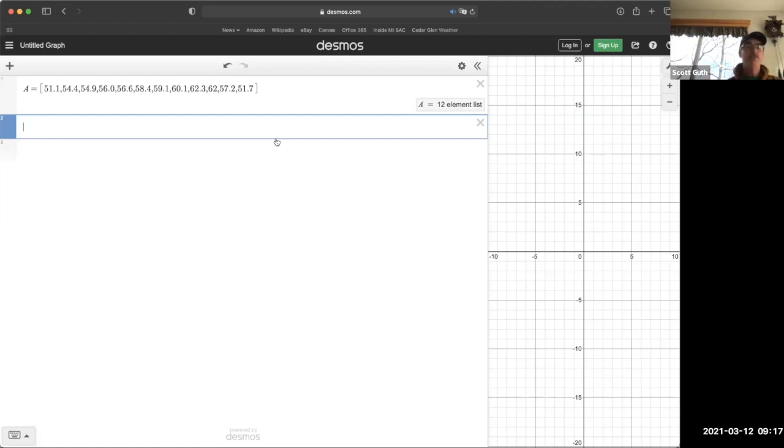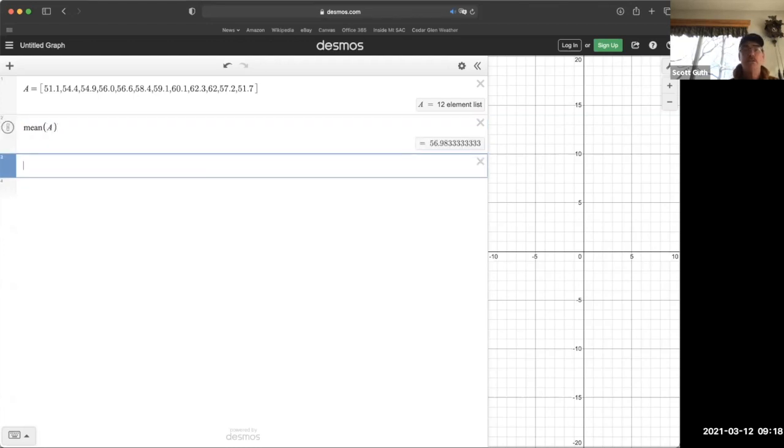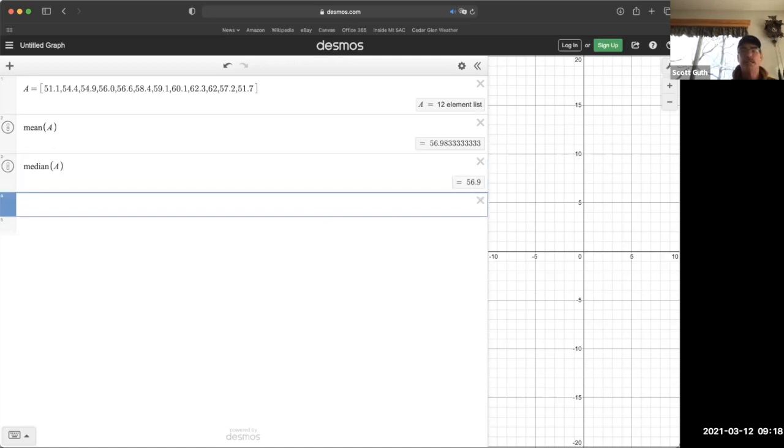Okay, and then if you want the mean, which is not really the question right now, you say mean and then you put A in parentheses and you get the average. So it's 56.98 here. And by the way, you can do the median here, median of A. So it just gives the median value, and 56.9 actually sounds familiar.